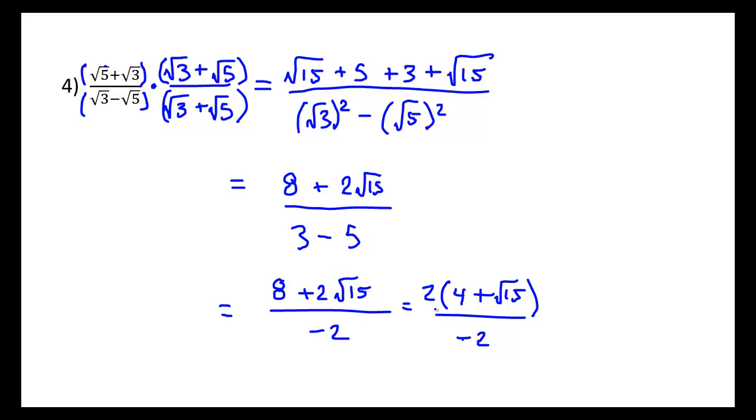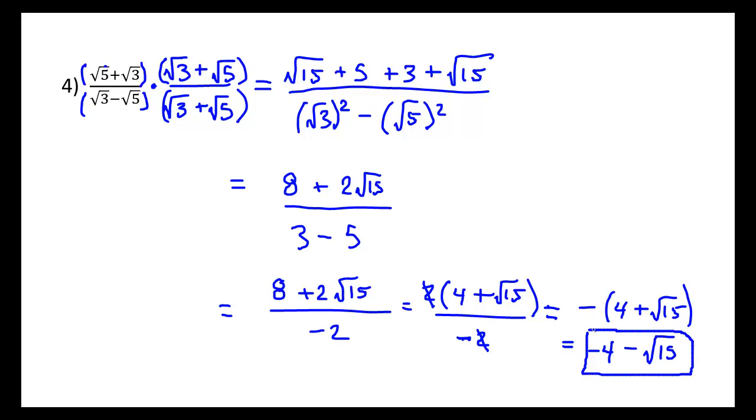Technically, a negative sign in either a denominator or numerator means the whole fraction is negative. So these 2's cancel, but the negative sign does not cancel. That remains out in front of this expression that's left, which is 4 plus square root of 15. And so if we distribute the negative, we can end up with negative 4 minus the square root of 15 as our final simplified result.